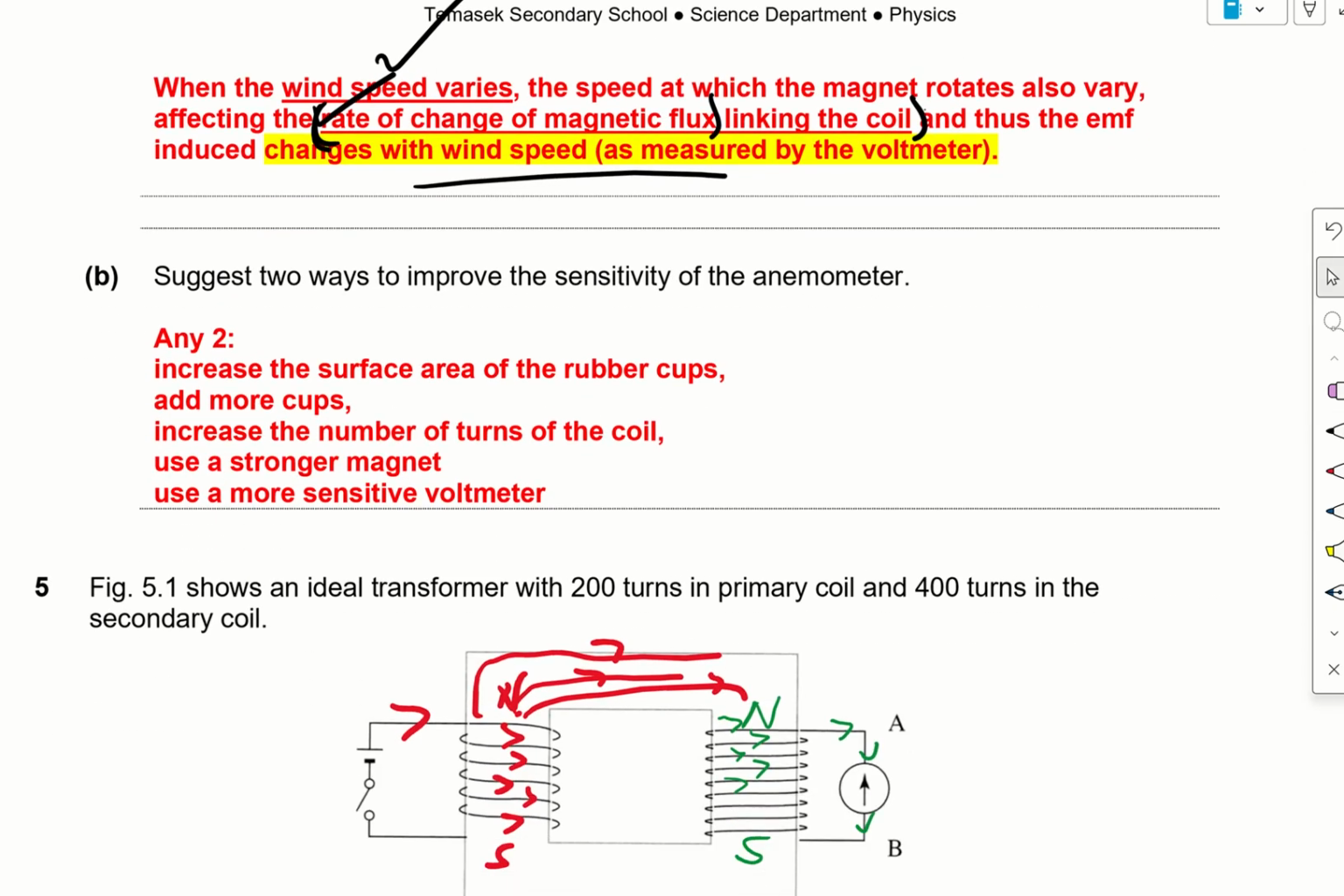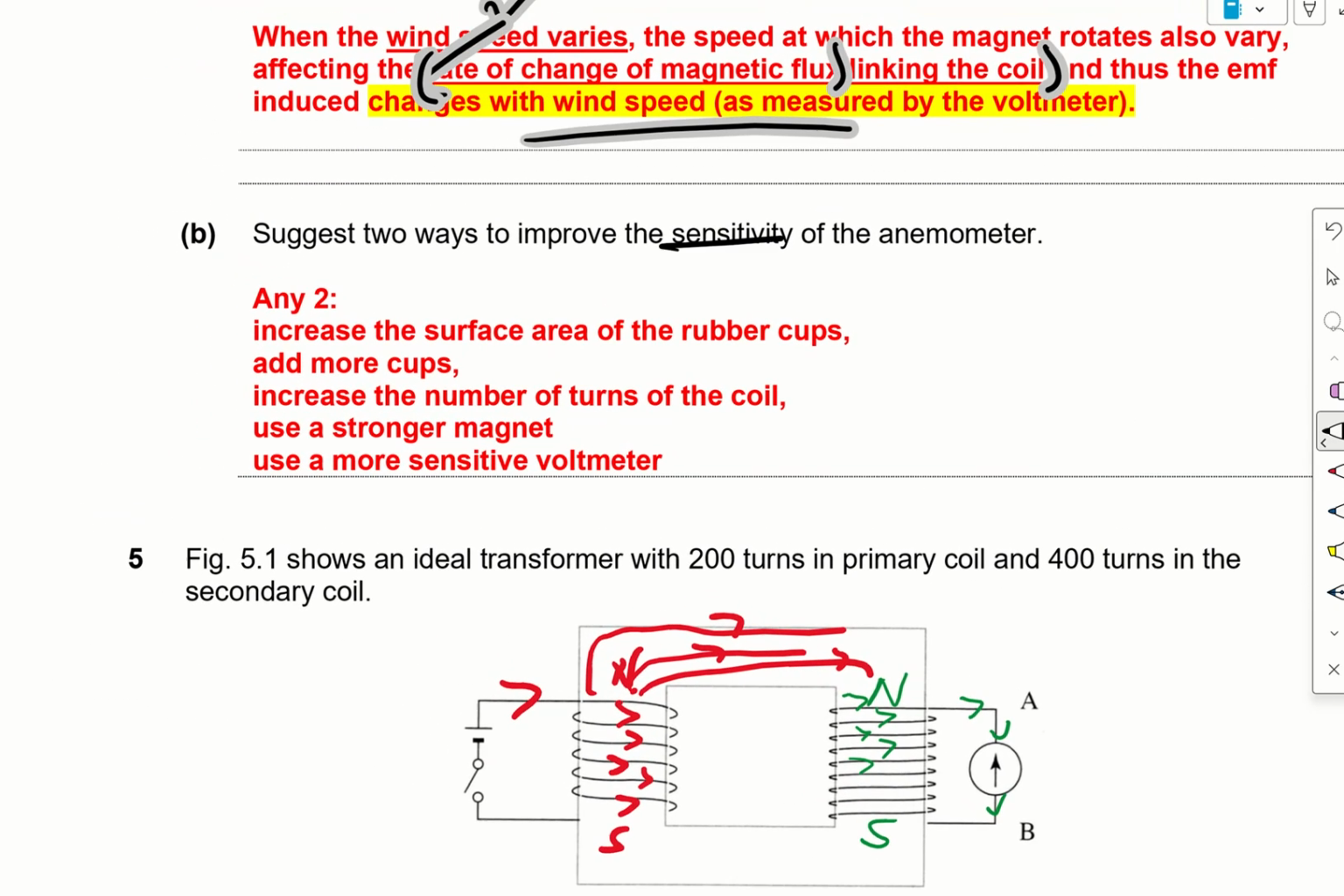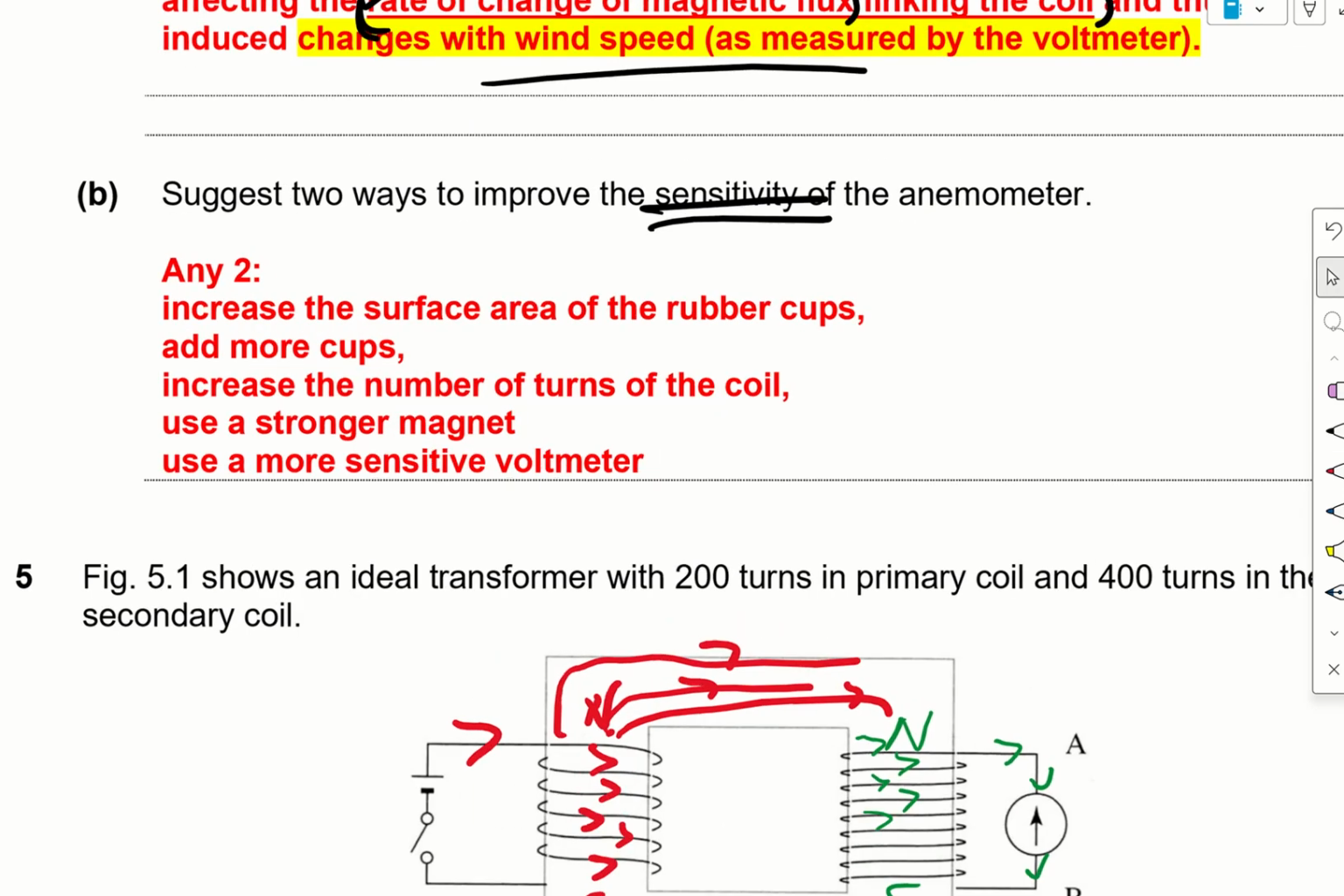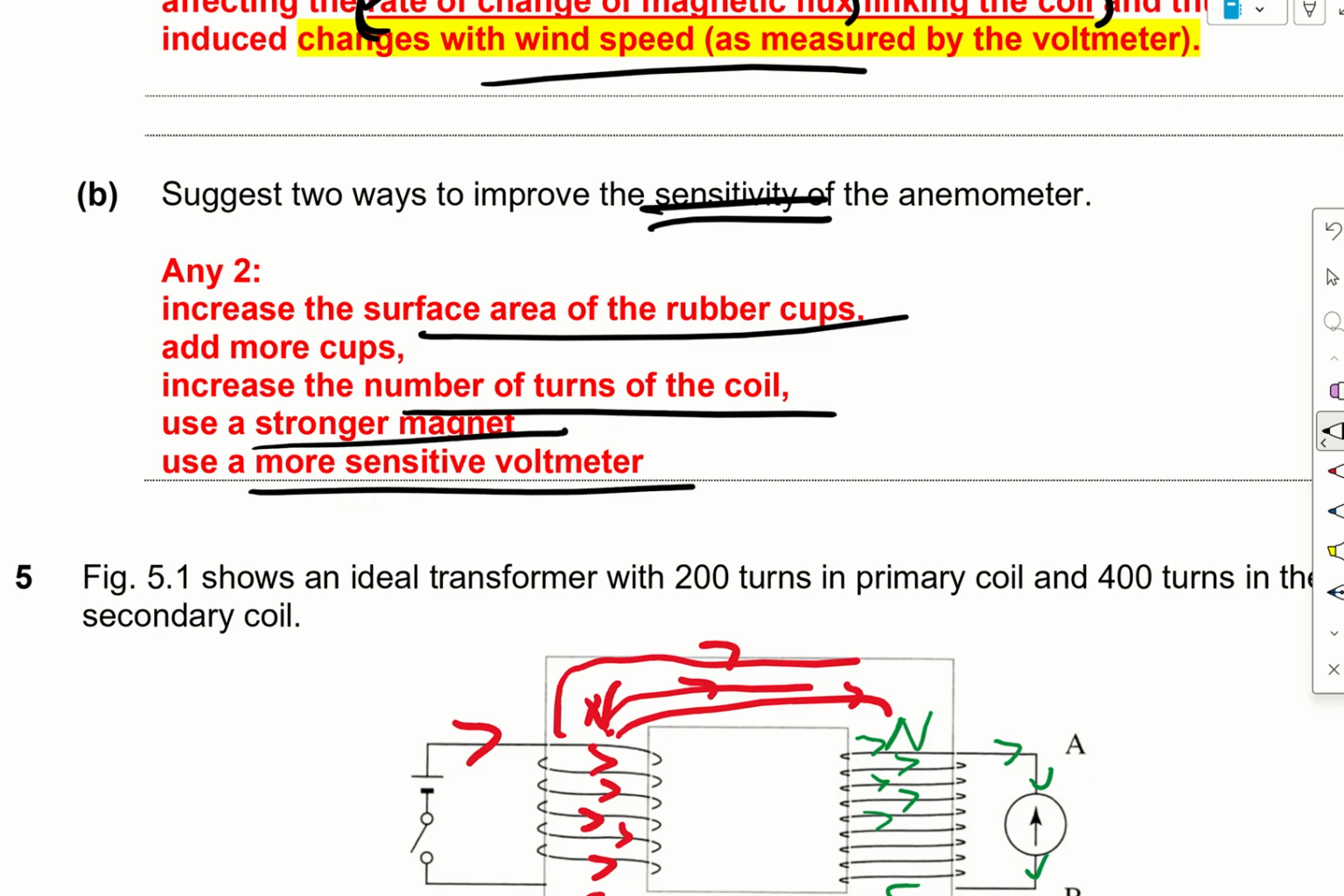Suggest two ways to improve the sensitivity. Increase the surface area of the rubber cups, then they will capture more wind and be able to measure the wind speed more accurately. Add more cups as well. Now increase the number of turns of the coil, use a stronger magnet, and use a more sensitive voltmeter.